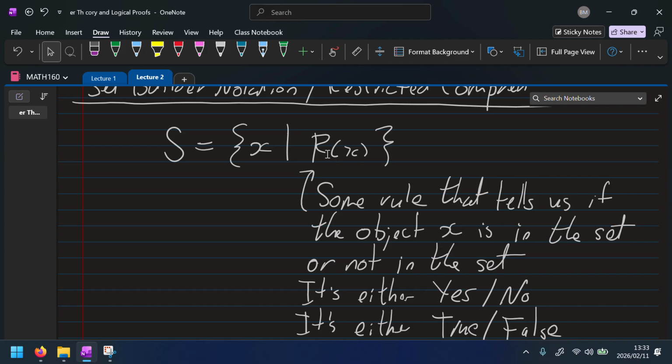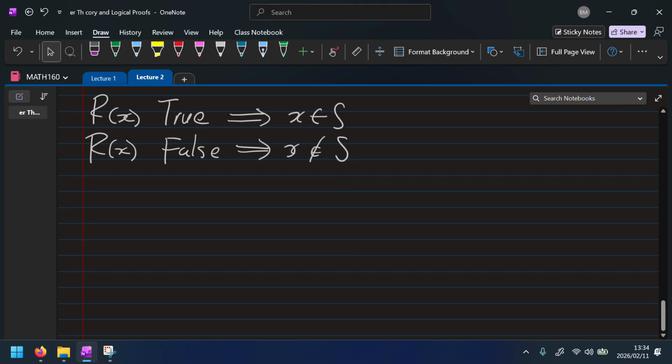That rule is whatever you want it to be. So we'll see some examples, but it's always the case that you take your object X, you look at the rule, and you ask yes or no. If you say yes, then it is in the set. If you say no, it is not in the set. Okay, it's very abstract for now, but when we look at the examples, you'll see it's quite easy.